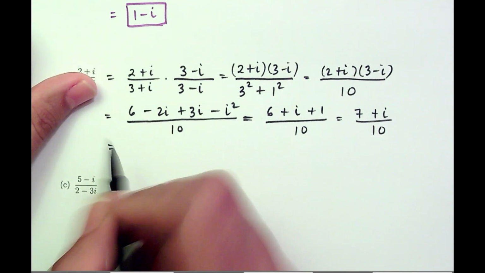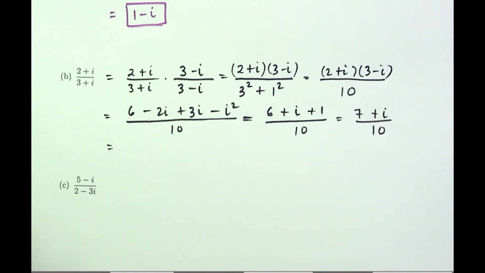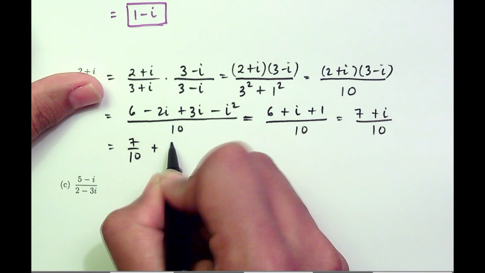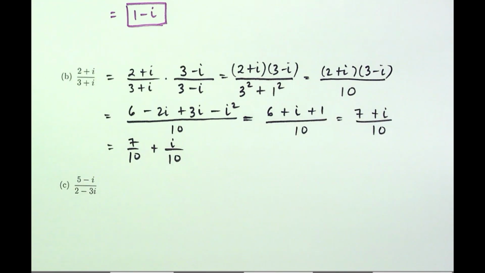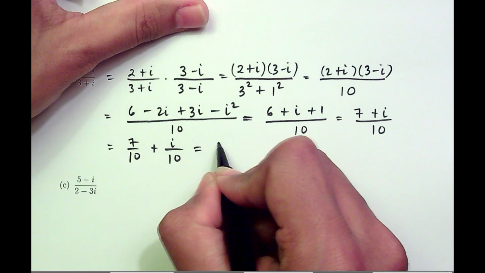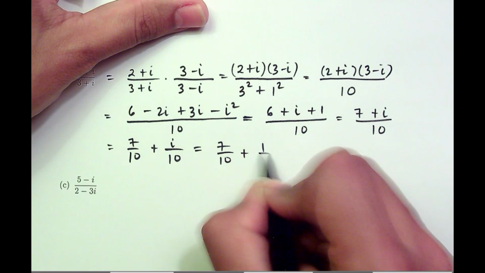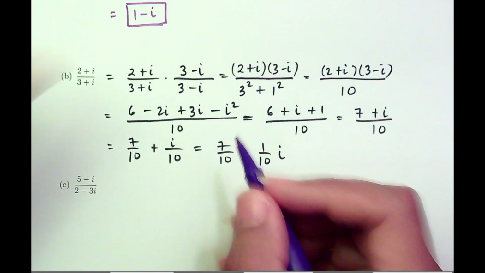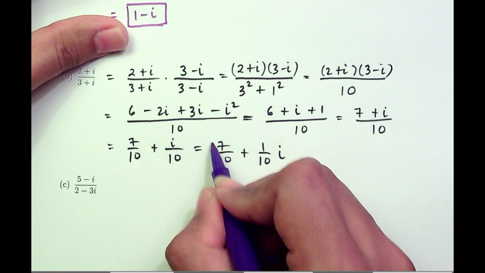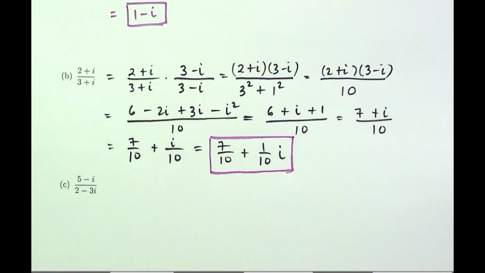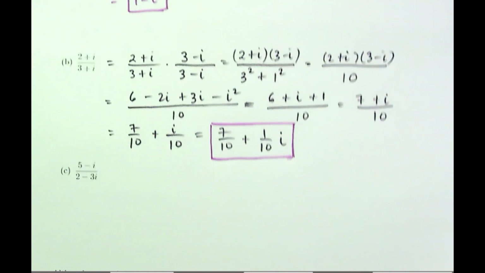So what you do is split it up. This is going to be 7 over 10 plus i over 10. Split it up like that, separate them. Then write the i a little to the side. So this is going to be 7 over 10 plus 1 over 10 i. Those two things are the same. You can just pull out the i to the side and leave a 1 there. And that is the way you're going to report the answer. That is in standard form, a plus bi.